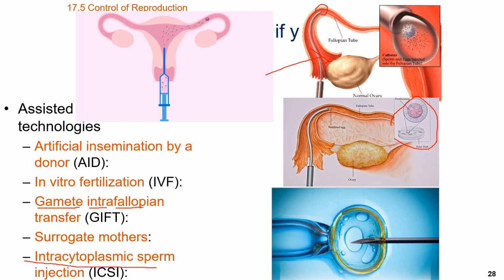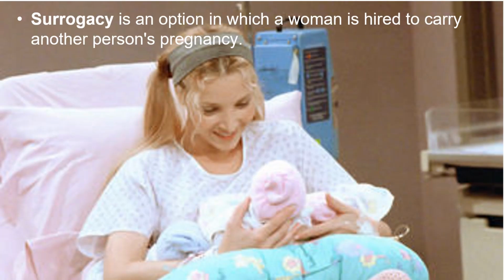That would be one lazy sperm. This is the egg, and the needle here has the sperm that will fertilize this egg right here. I call it the lazy sperm because it wouldn't even take that journey, unlike the other methods here. And finally, our last assisted reproductive technology is surrogate mothers. Surrogacy is when a woman is hired or asked to carry the other person's pregnancy.